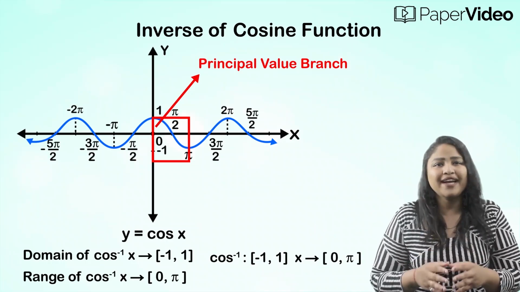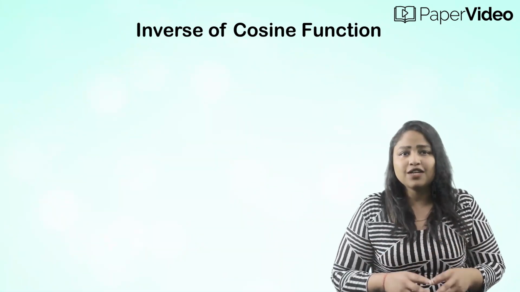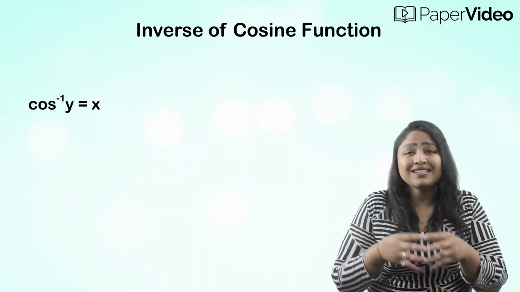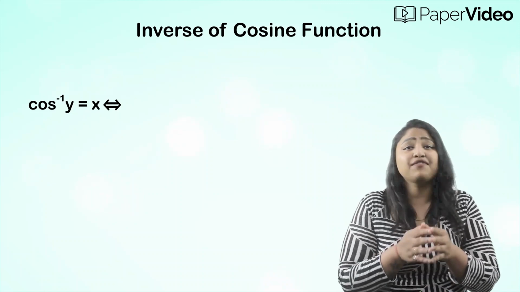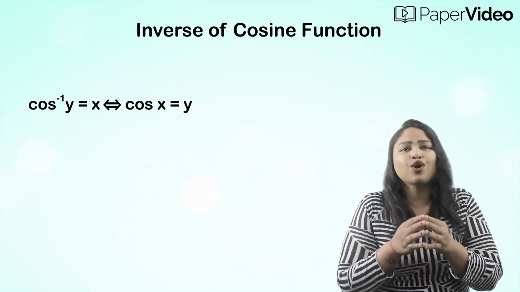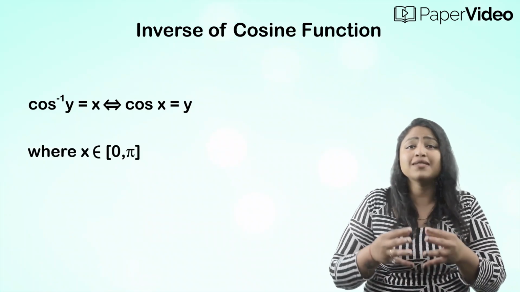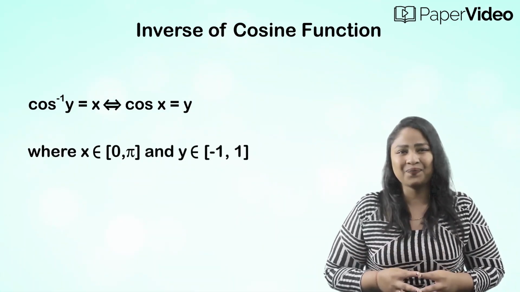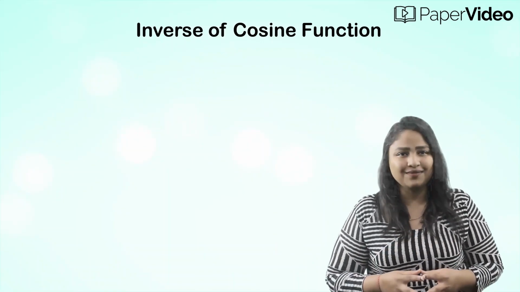And this is how we write cosine inverse function. Thus, the inverse of cosine function is defined as cos inverse y equals x if and only if cos x equals y, where x belongs to the closed interval 0 to pi and y belongs to the closed interval -1, 1. Let us now try to draw the graph of the cosine inverse function.